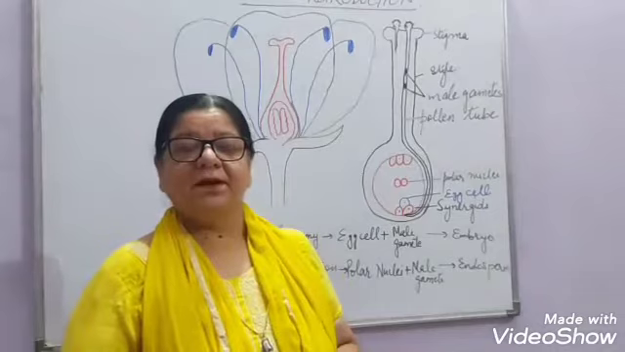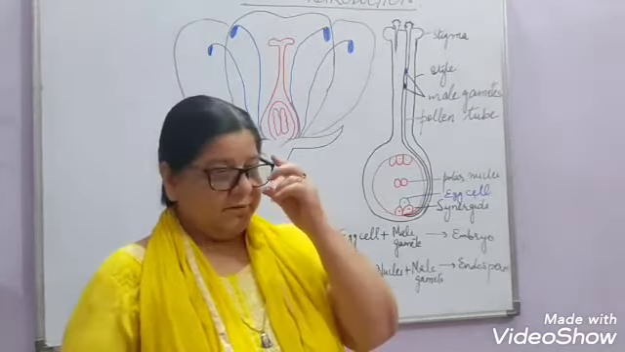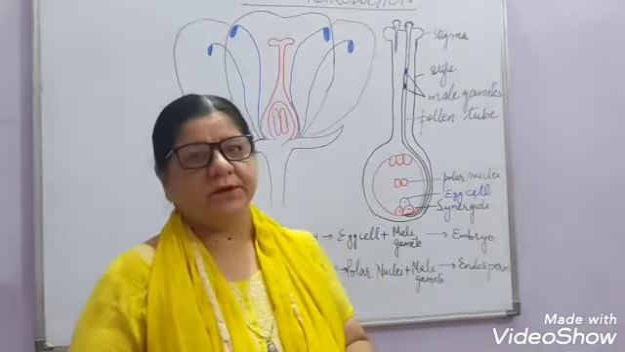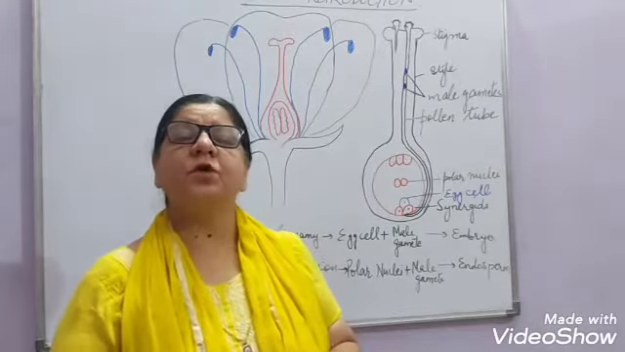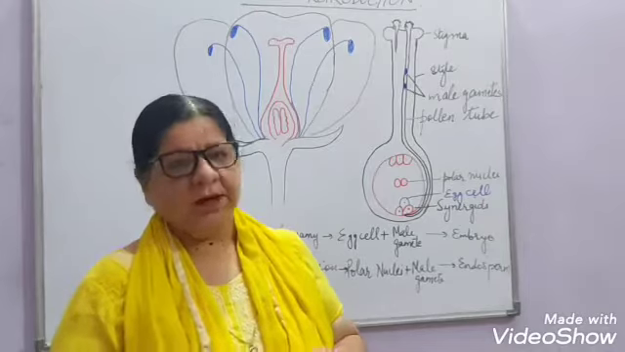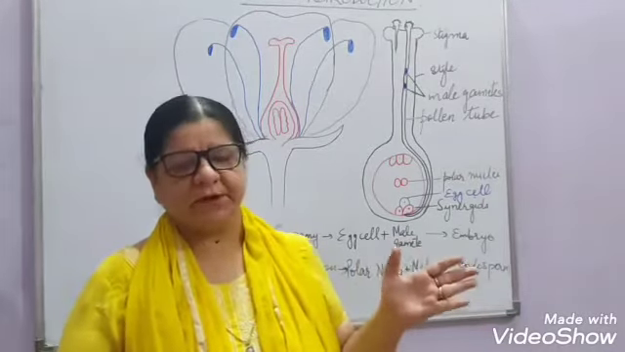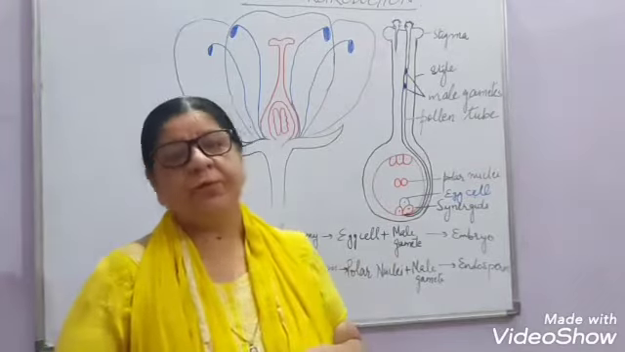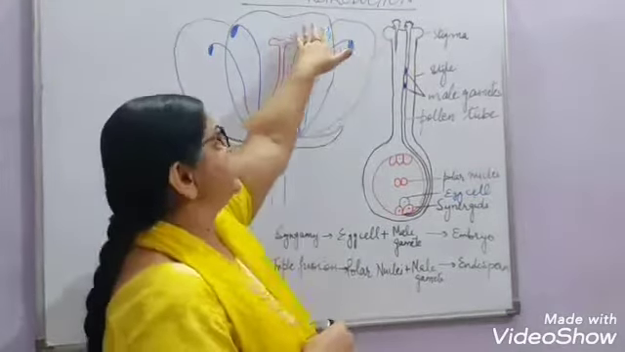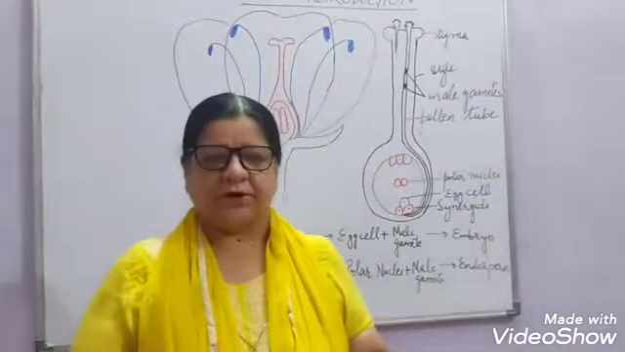Good morning everyone. Today we are going to continue with the 8th chapter of your book, that is, how do organisms reproduce. We have studied about asexual type of reproduction in the previous video. Today we are going to take up sexual reproduction.